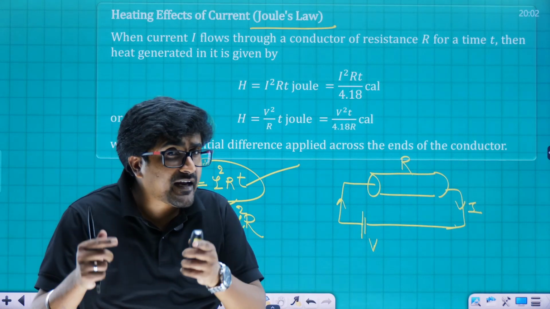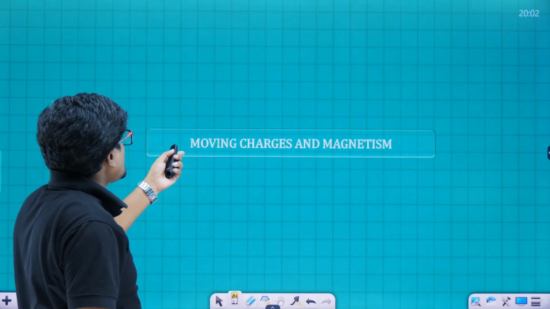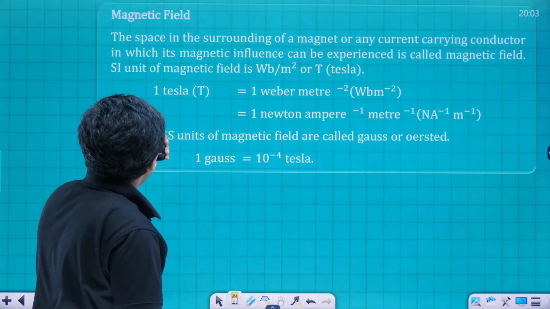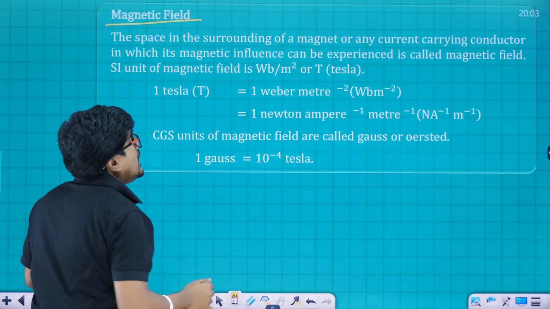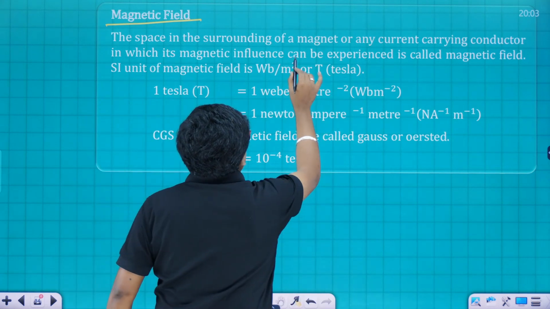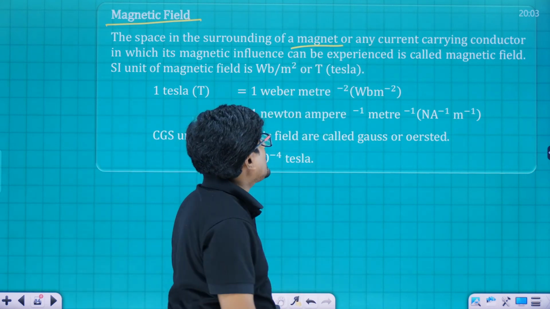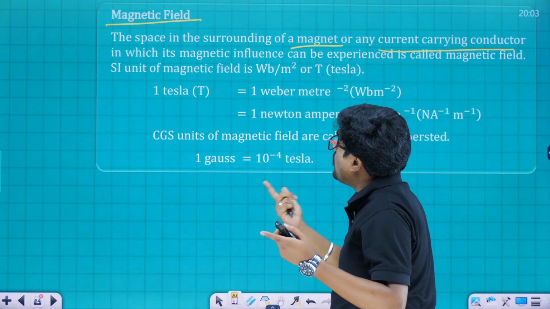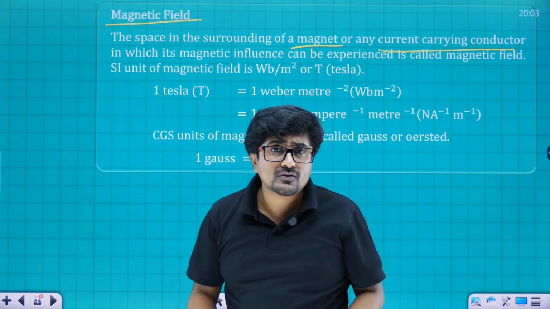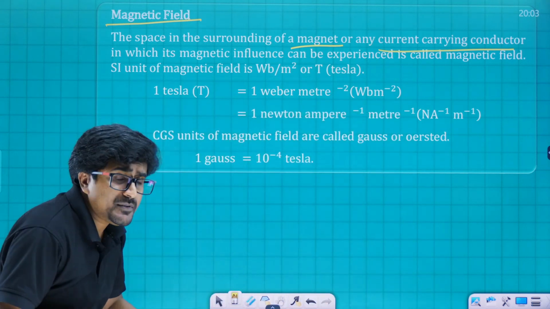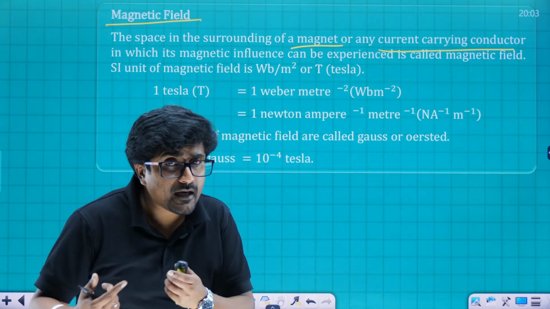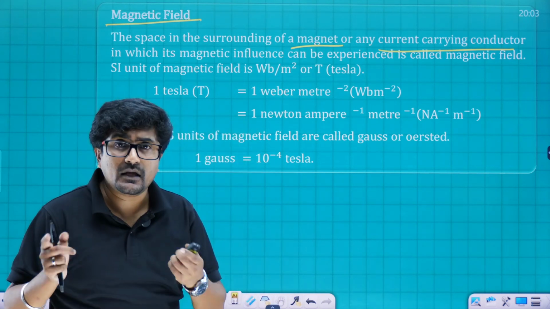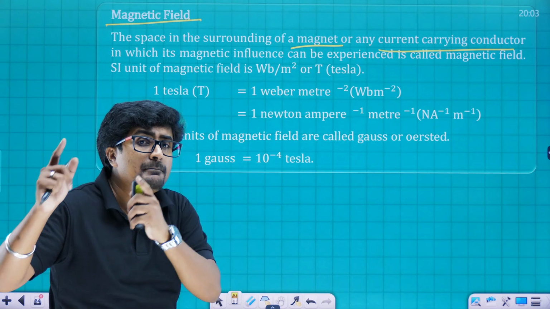Now let me take you to the next chapter, that is moving charges and magnetism. Here, first of all, we will discuss what a magnetic field is. It could be the space around a magnet or a current carrying conductor, where the influence of the magnet can be experienced, or the space around a magnet or a current carrying conductor where another magnet is going to experience a magnetic force.